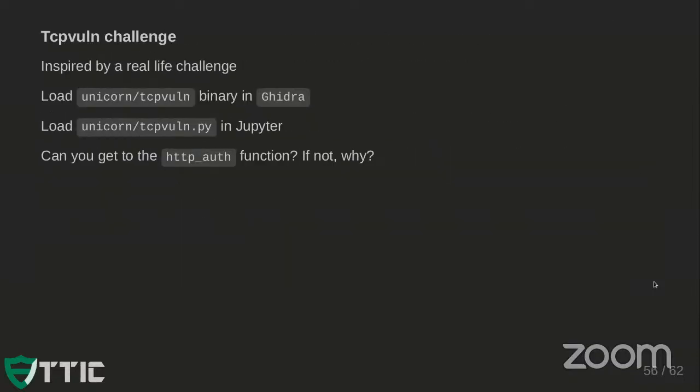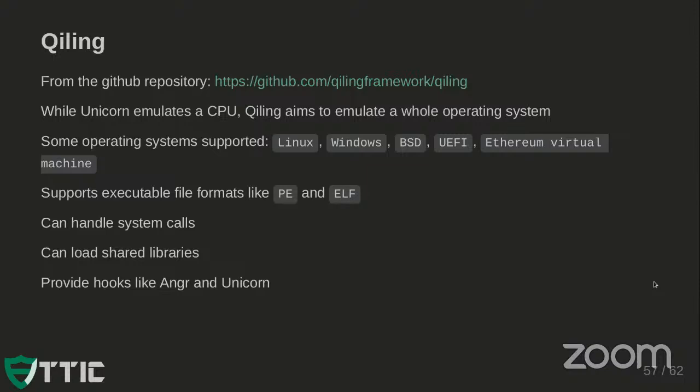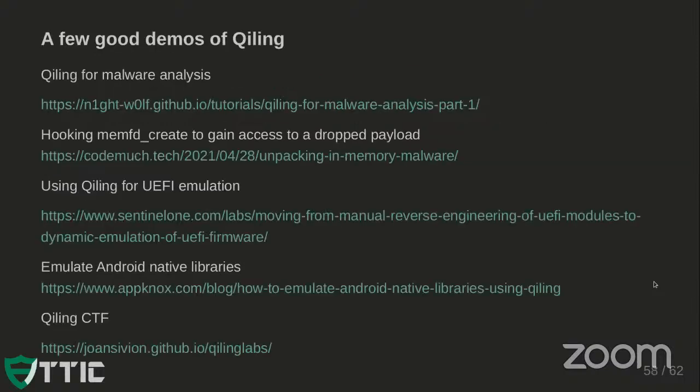We'll skip over it. Qiling is also like Unicorn. I think it even uses Unicorn, but it also emulates an entire operating system. So over Unicorn, it has several advantages. It can take care of library loads and system calls. And you can also use hooking, just like the previous tools, Angr and Unicorn.